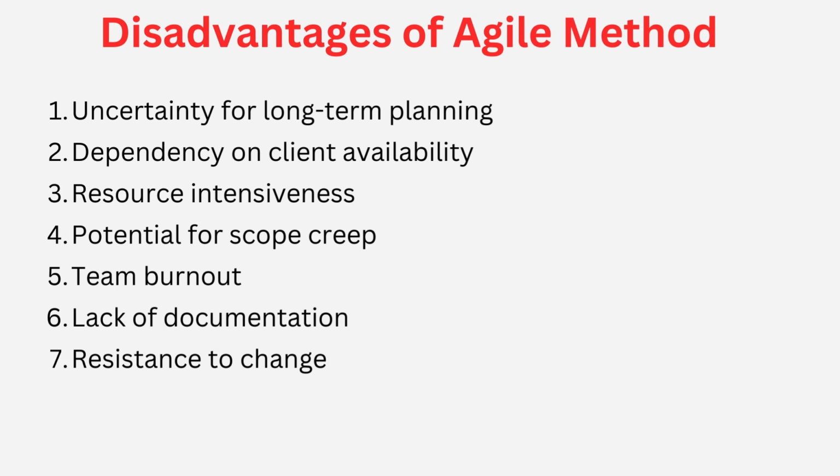Disadvantages of Agile method. Uncertainty for long term planning. Agile is all about adaptability and embracing change, which can be fantastic for short term goals. However, when it comes to long term planning, things can get a bit murky.